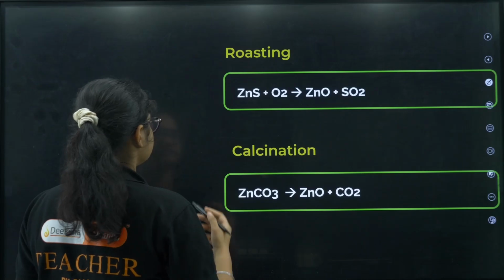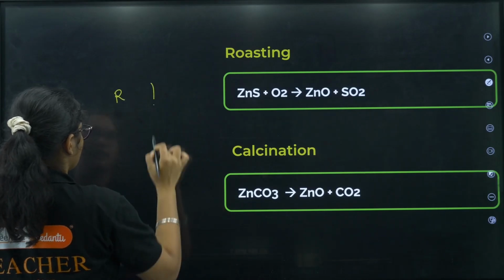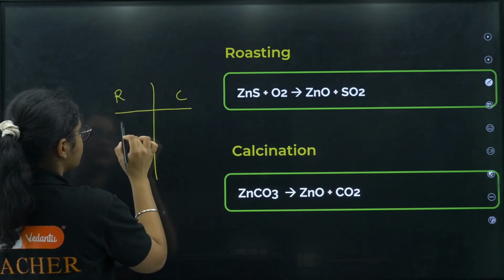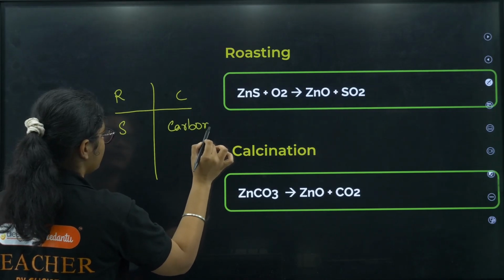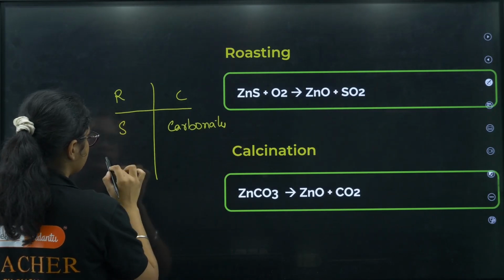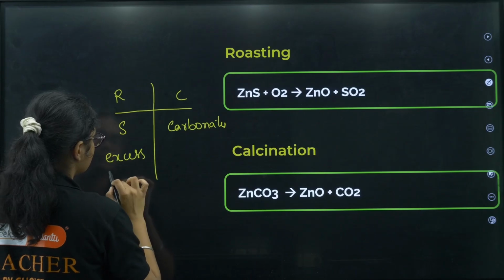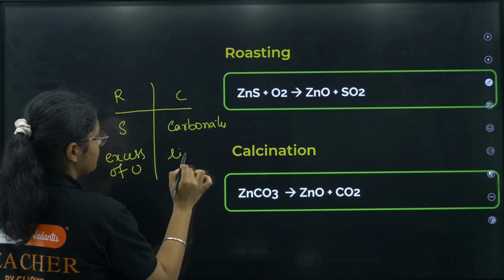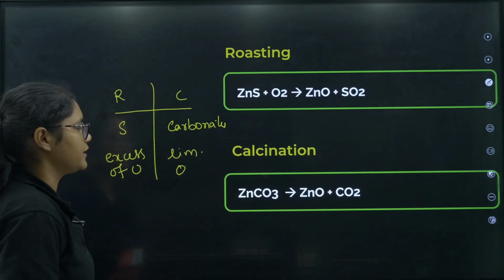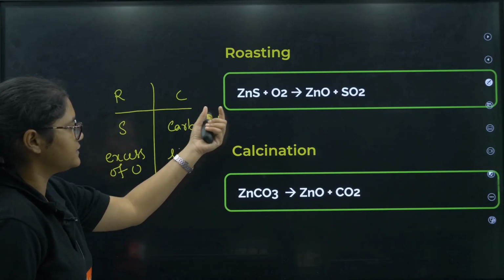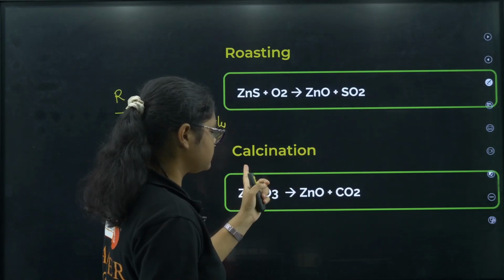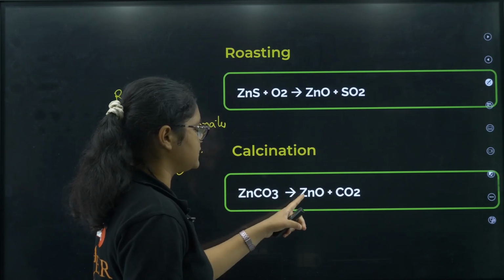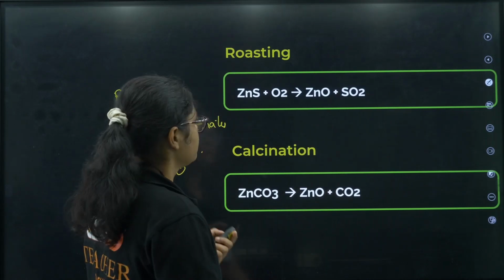Next, we have roasting and calcination. So what is the difference? You should know roasting and calcination. Roasting is for sulfide ores, calcination is for carbonates. Roasting is in excess of oxygen, calcination is in a limited amount of oxygen. These are the differences. Example: ZnS plus O2 gives ZnO plus SO2; calcination of zinc carbonate gives ZnO plus CO2.